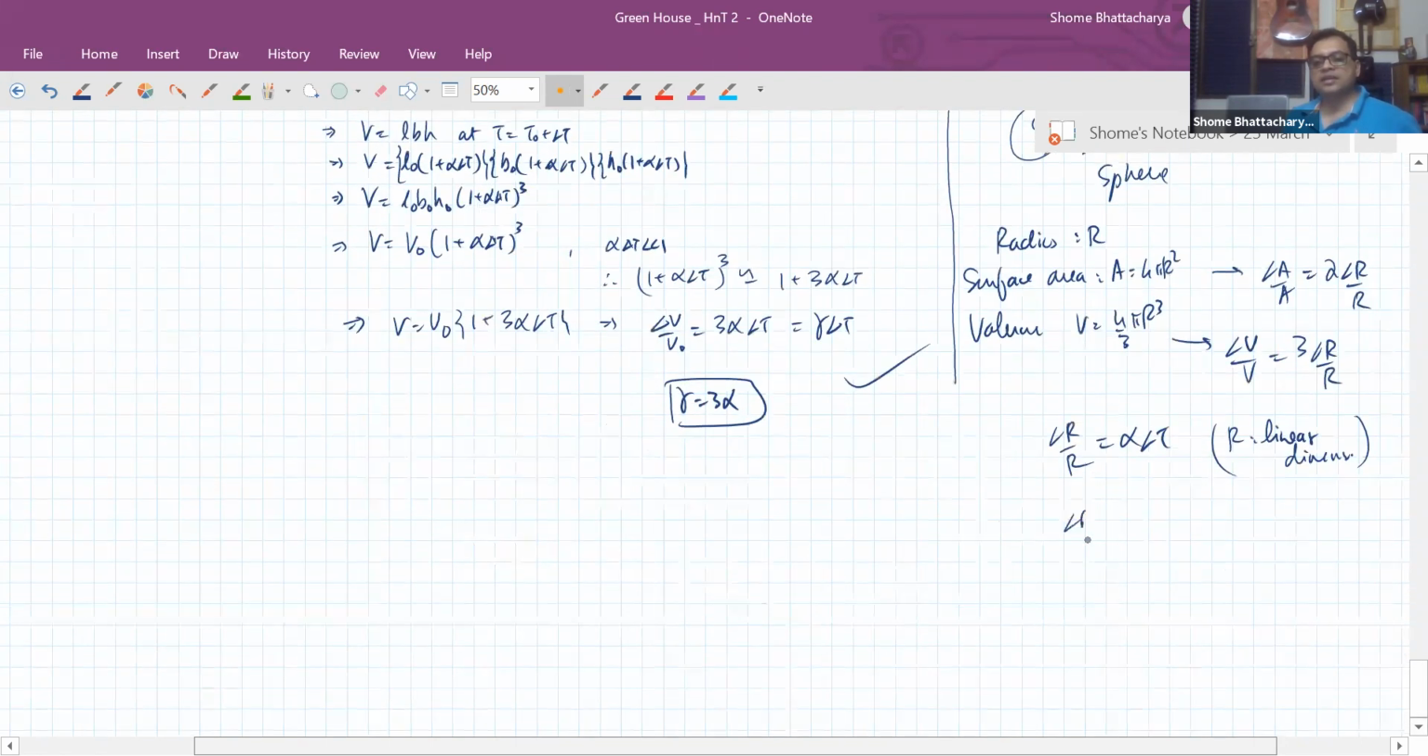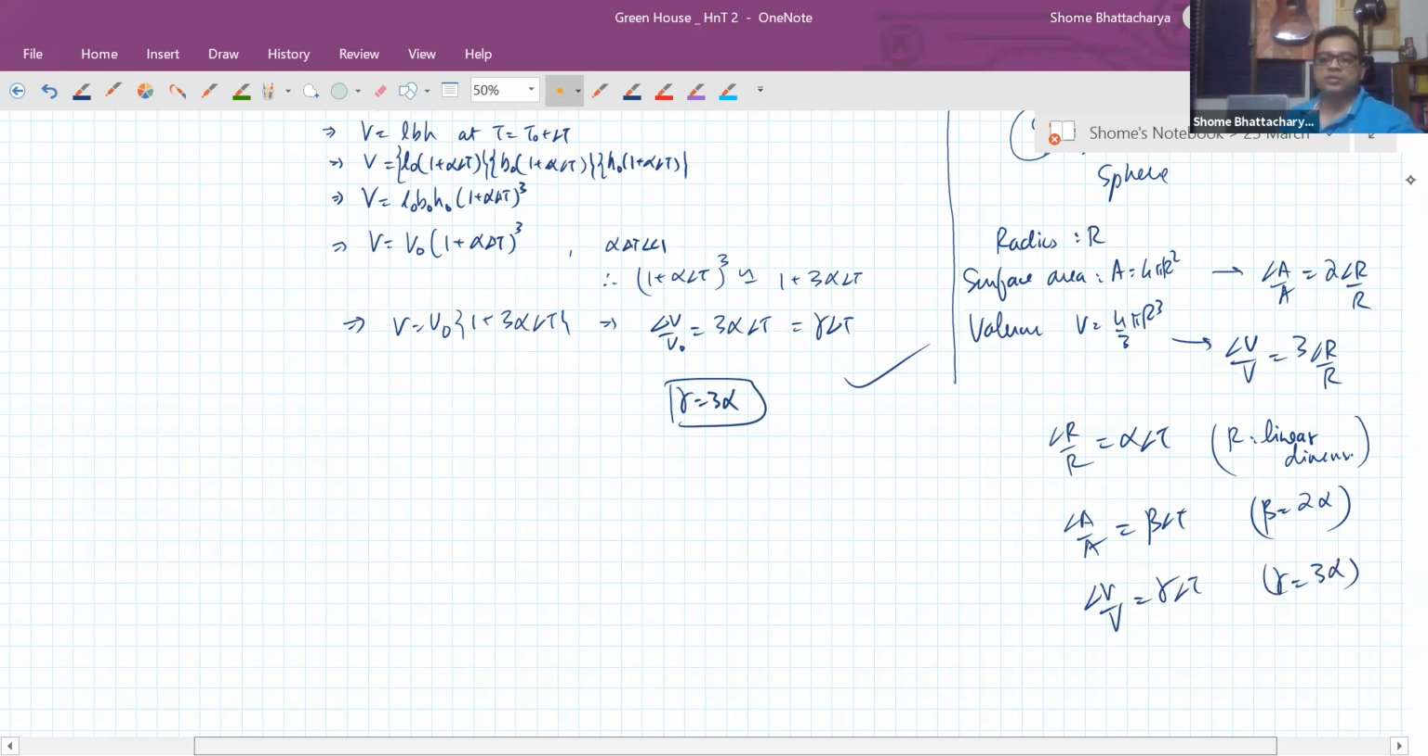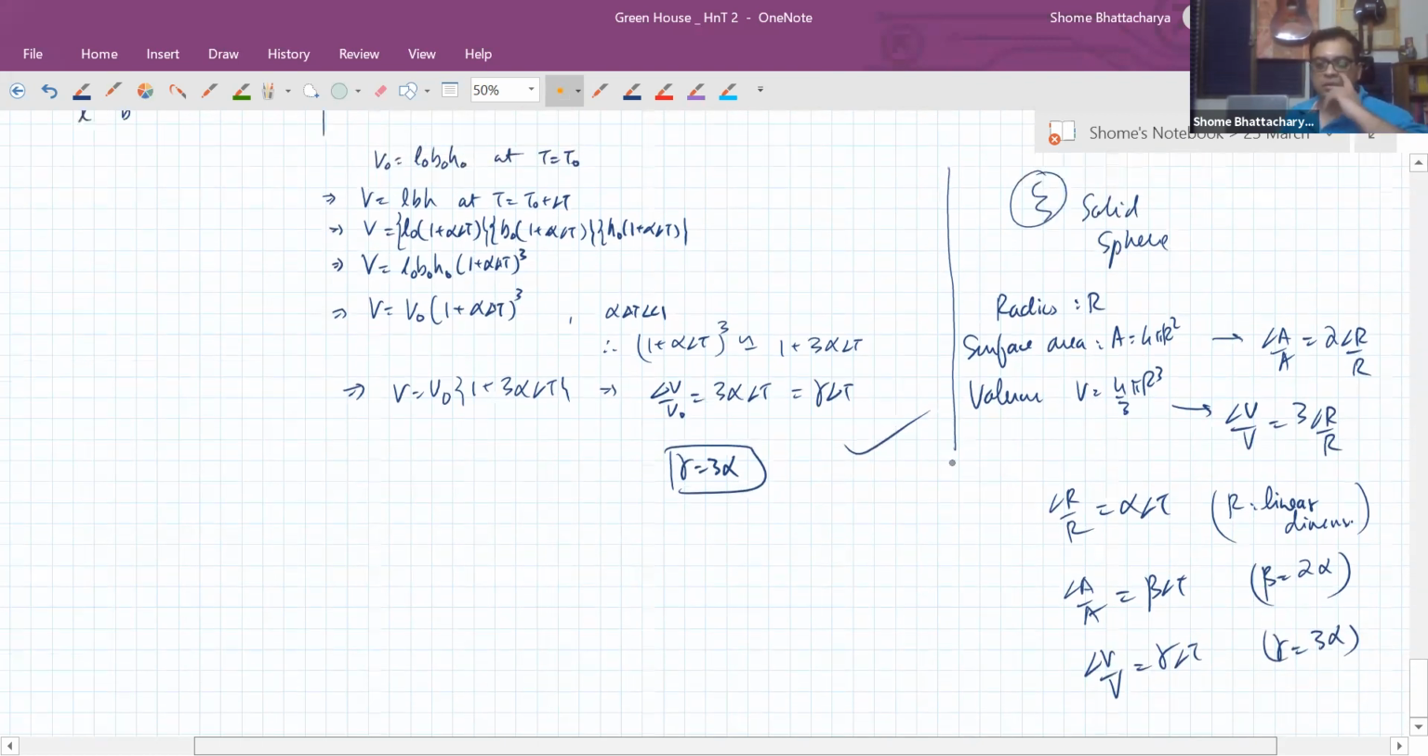So delta A by A should be beta delta T. You can see that alpha is 2 times, beta is 2 times alpha. Very simple relation. And you can see that the fractional change in volume, so the coefficient of volume expansion should just become thrice. Okay. So this is all coming from that same concept.